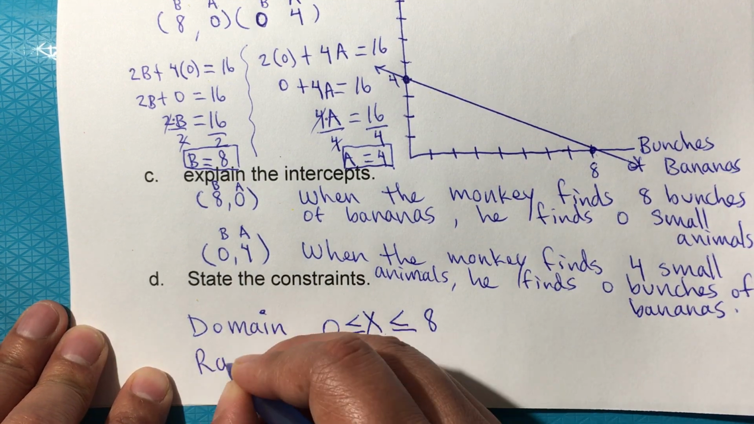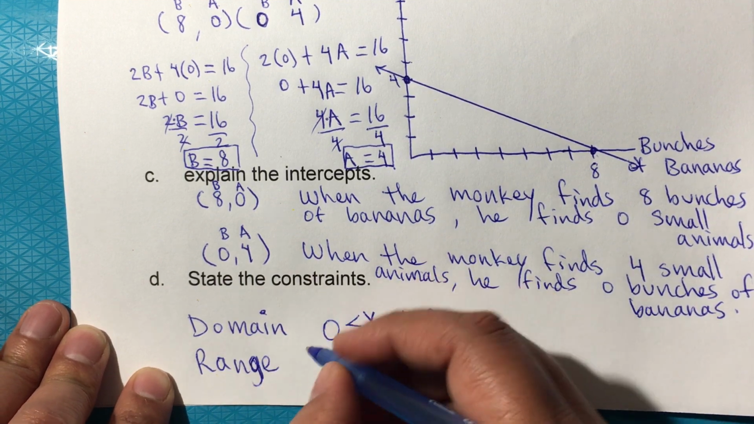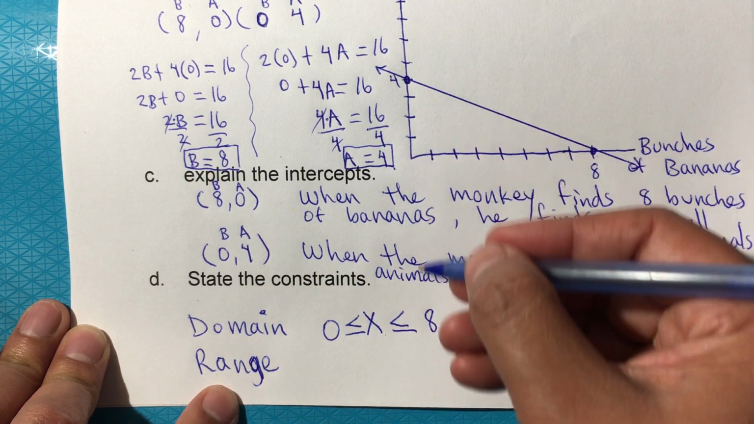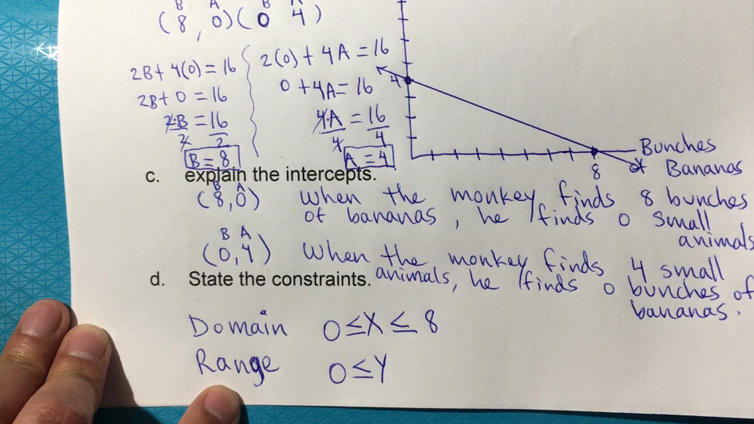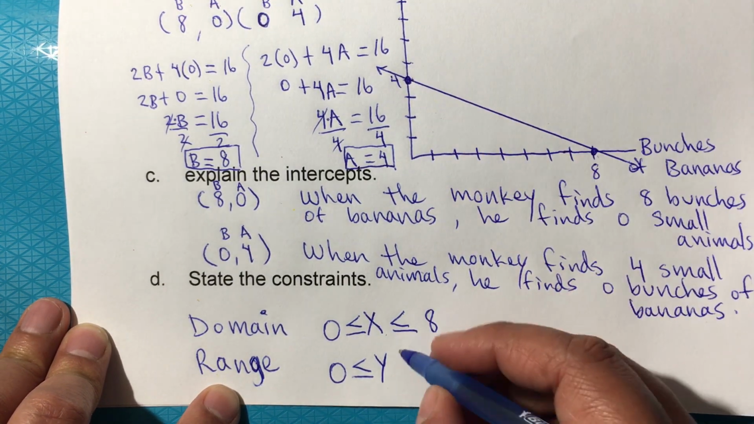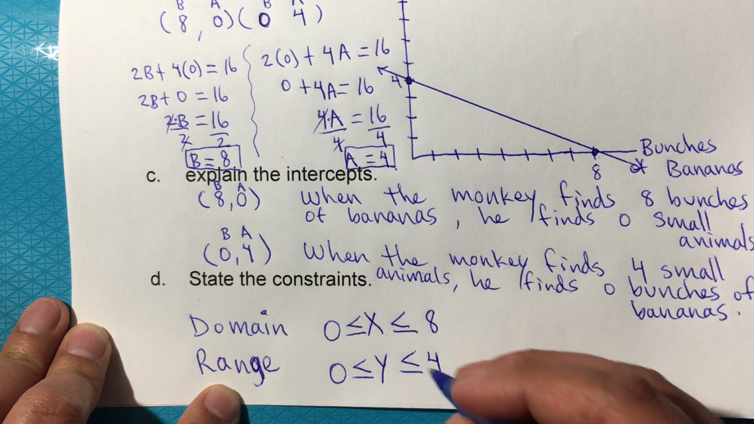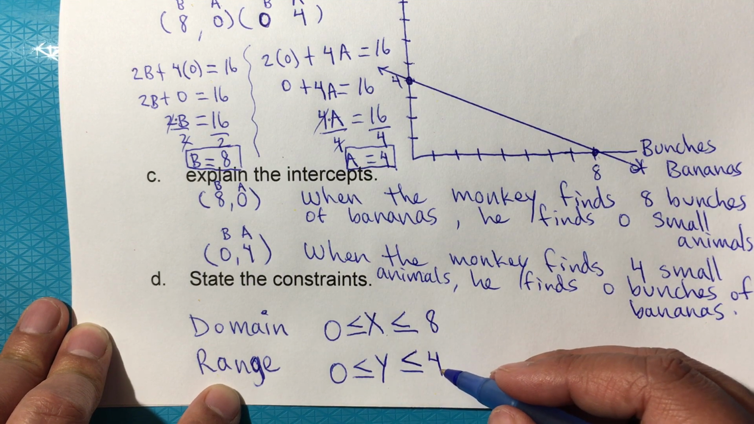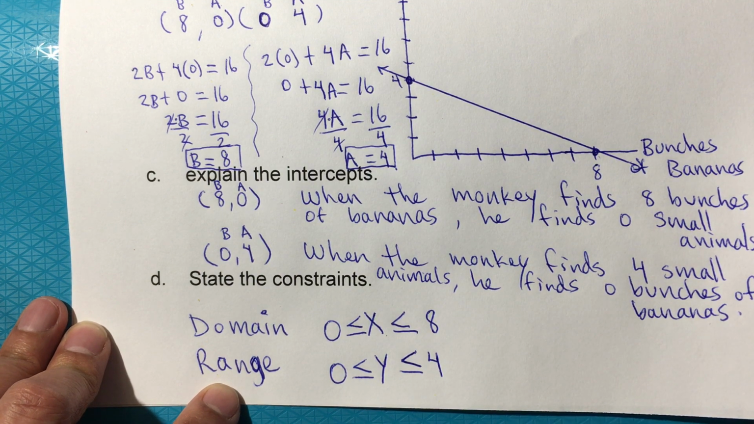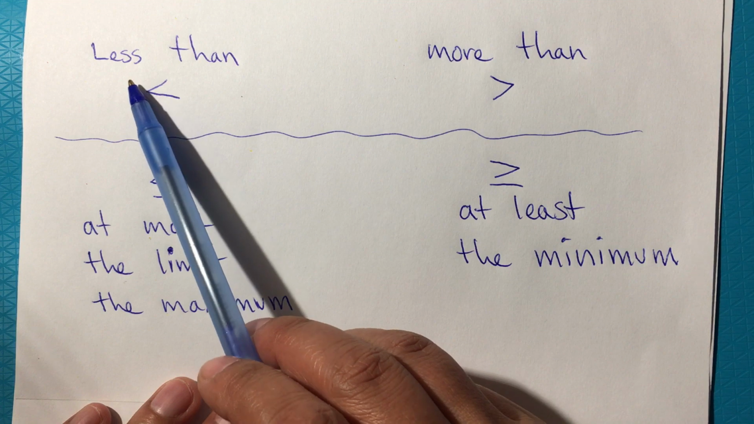For the range, which refers to the possible values of y, it would be the same. You cannot have negatives, so it's going to be greater than or equal to 0, but less than or equal to 4 small animals. With 16 hours, he cannot find more than 4 small animals because it takes 4 hours to find one. That was the equation, but before we go on to the inequalities, let's go over some vocabulary.